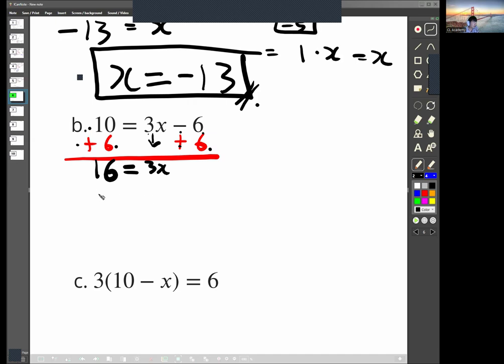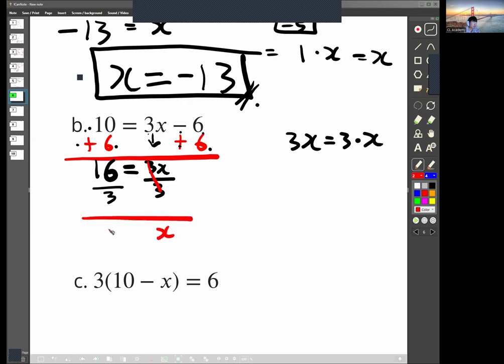3x equals 16. I'm gonna divide by 3 on both sides. Why do I divide? Because 3x means 3 times x. So what's the opposite operation? Inverse operation? That's division. So I need to divide by 3 on both sides. Then 3 over 3 is 1. So I will get x.